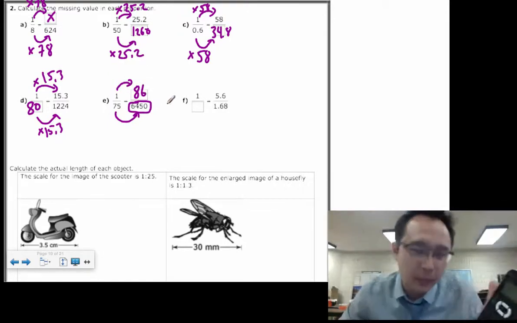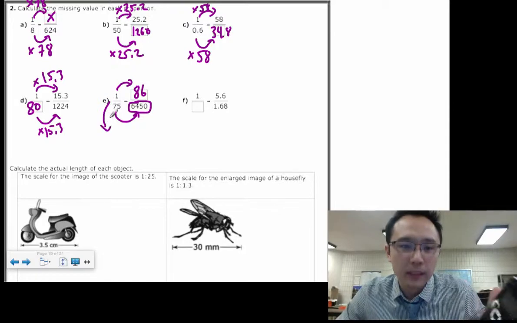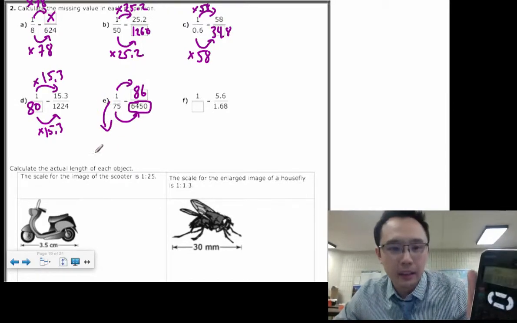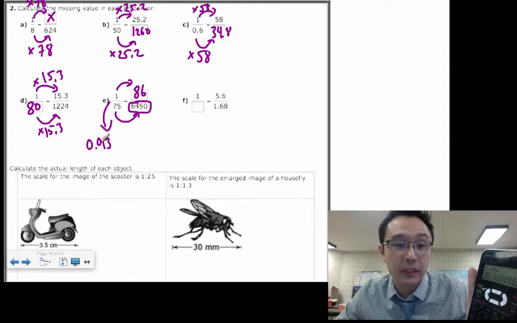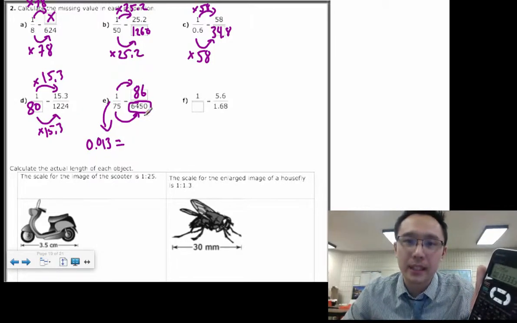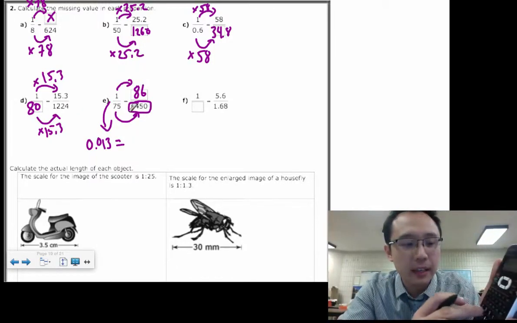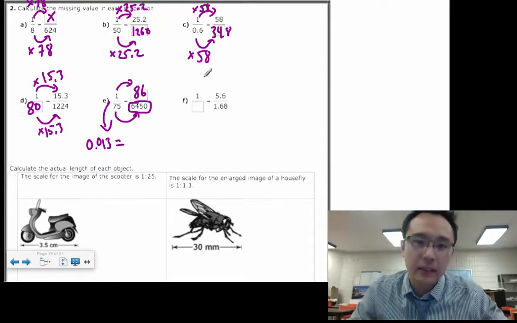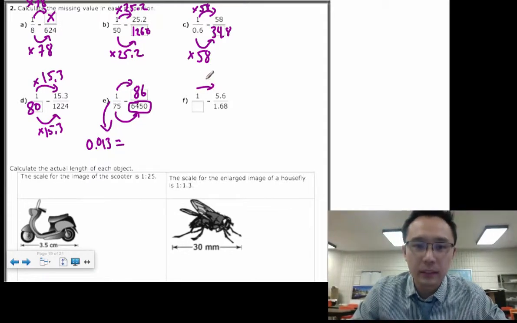Okay, so if you want to double check your answer, you can go 1 divided by 75. If I go 1 divided by 75, it is 0.013. This is saying that 1 divided by 75, which is 0.013, is equal to 86 divided by 6450. So if I divide 86 by 6450, that's going to be exactly the same amount. That means I'm correct.